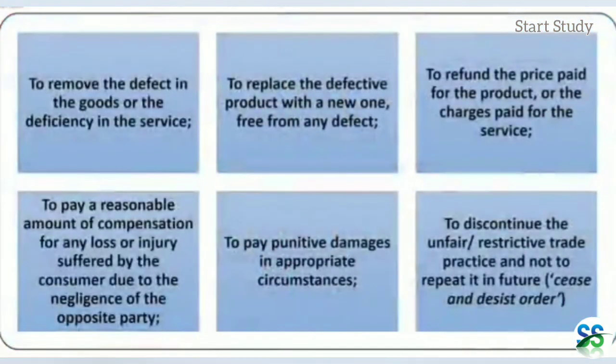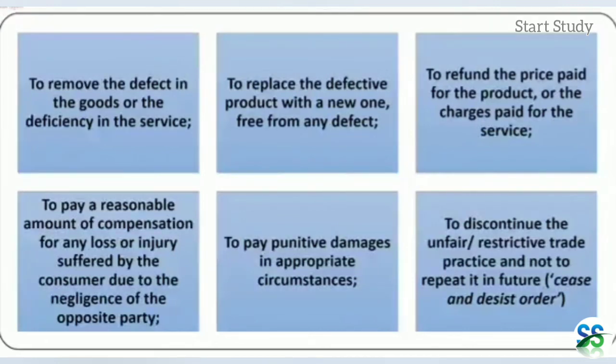Relief available. If the consumer court is satisfied about the genuineness of the complaint, it can issue one or more of the following directions to the opposite party. First, to remove the defect in the goods or the deficiency in the service. Second, to replace the defective product with a new one free from any defect. Third, to refund the price paid for the product or the charges paid for the services. Fourth, to pay a reasonable amount of compensation for any loss or injury suffered by the consumer due to the negligence of the opposite party. Fifth, to pay punitive damages in appropriate circumstances.